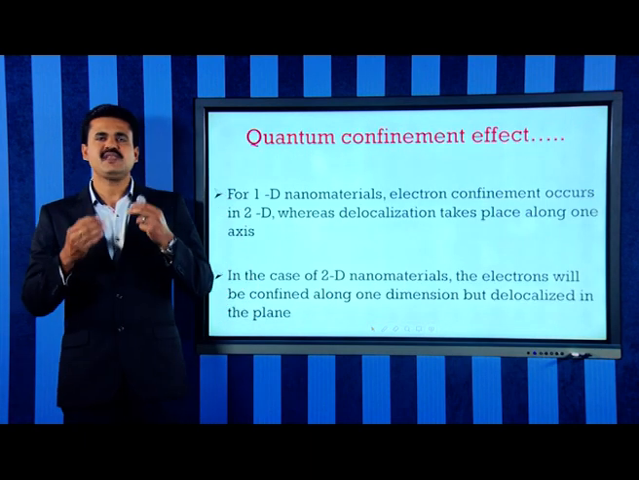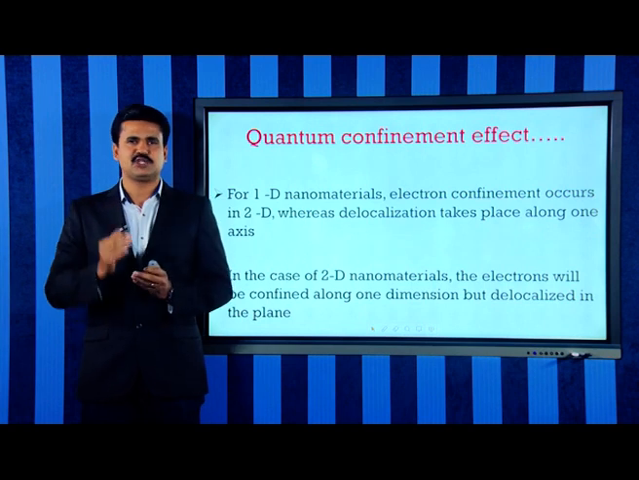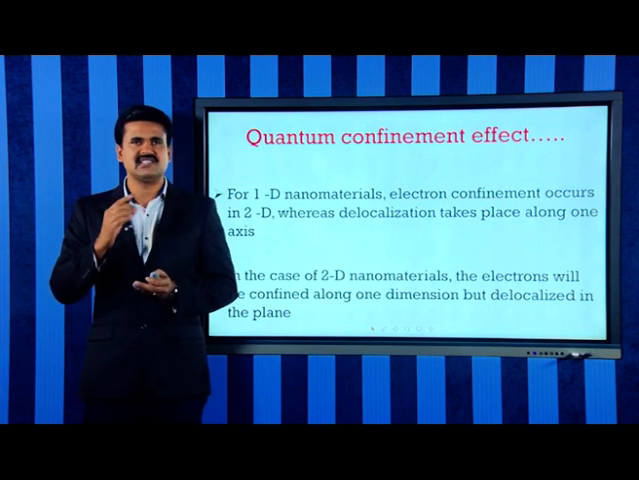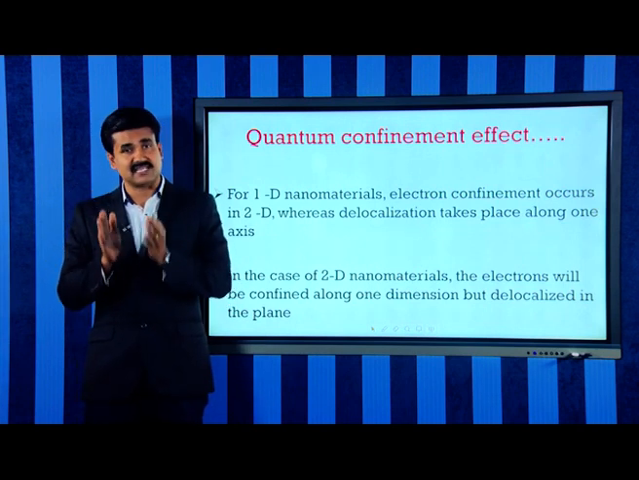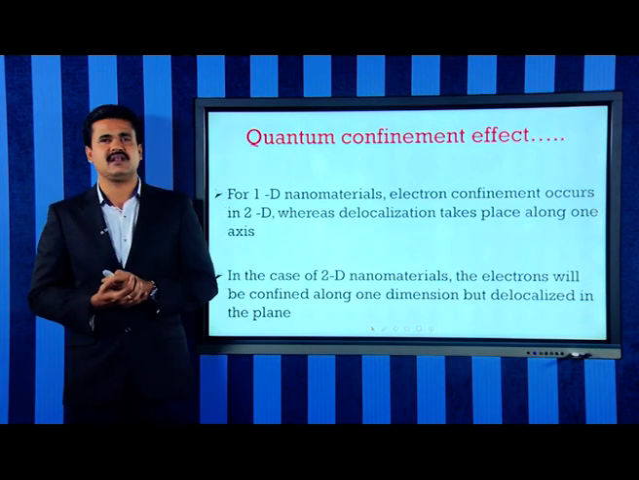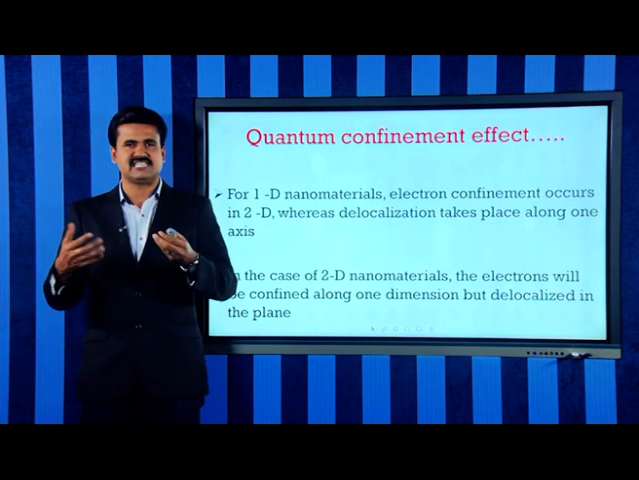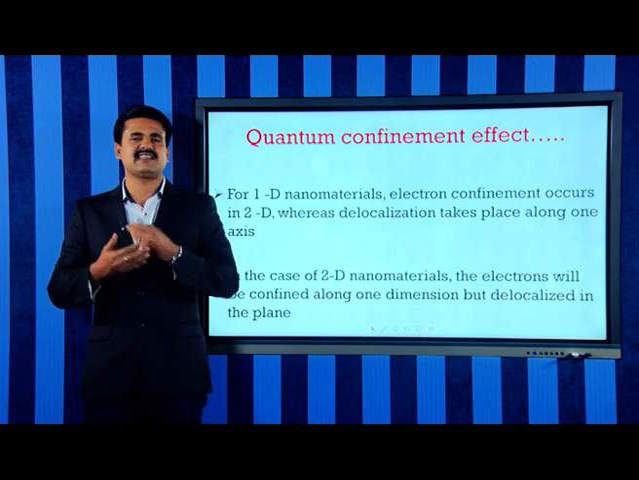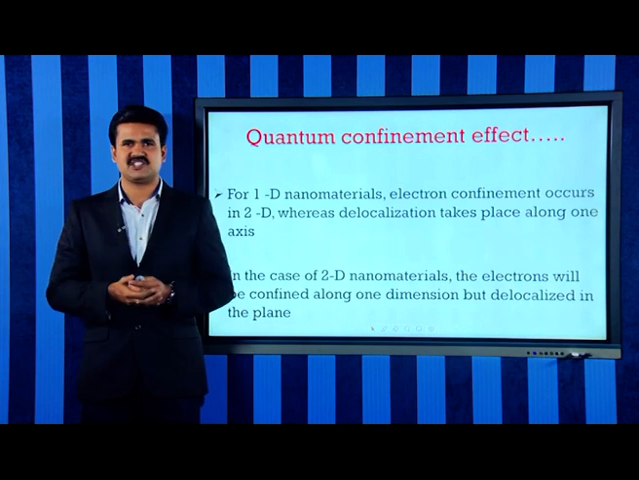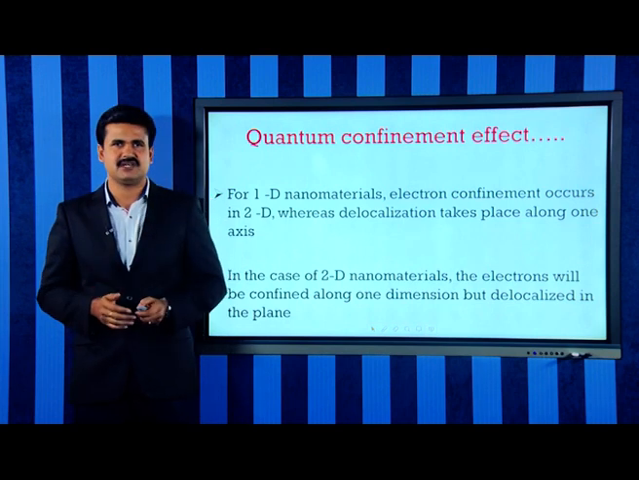Now, in one-dimensional nanomaterials, the particles can have freedom to move along one spatial direction, but two other dimensions are still confined. However, for a two-dimensional nanomaterial, the electrons can have freedom along two spatial directions, but still there is confinement in one dimension.